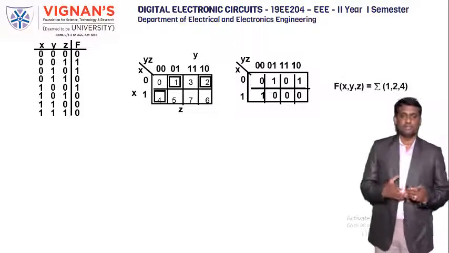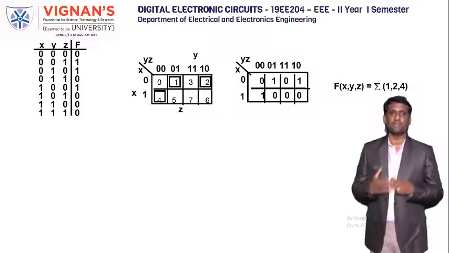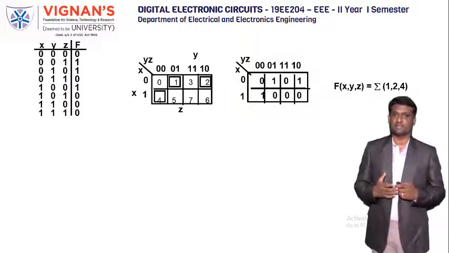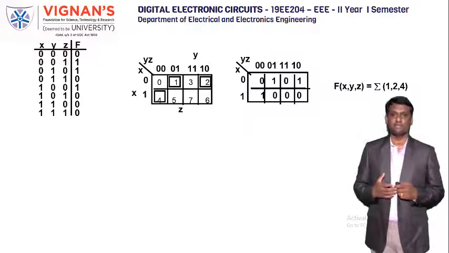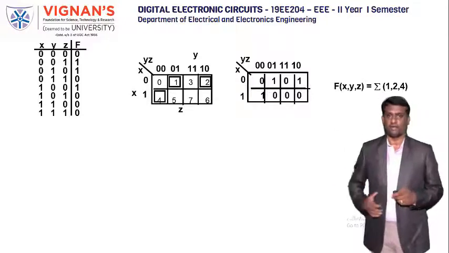So this is the function representation. For a 3 variable function, f of x, y, z is equal to the sum of min terms, because we are considering only min terms. That's why we have used sigma of 1, 2, 4, those having an output of 1.